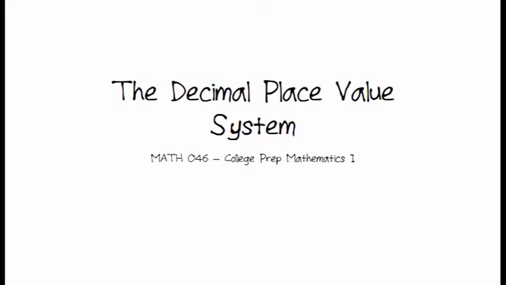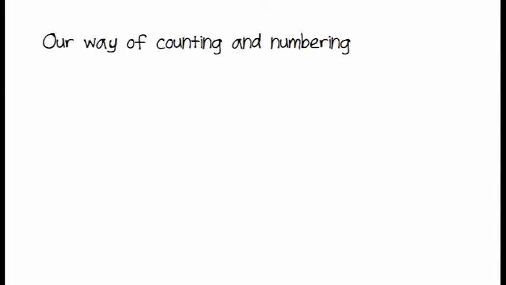So what is the decimal place value system? It's our way of counting and numbering things. When we started out counting, we used our fingers. We started counting by 10. At least that's the theory that we have of this.